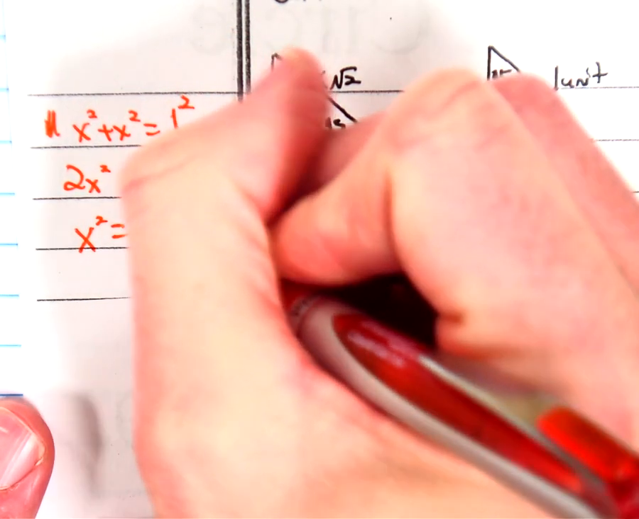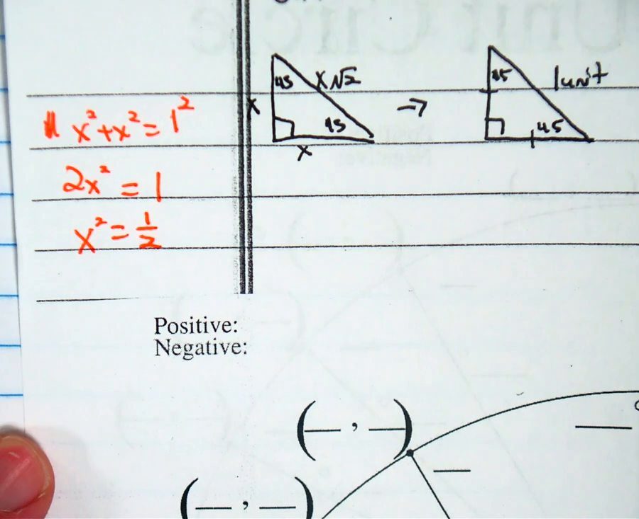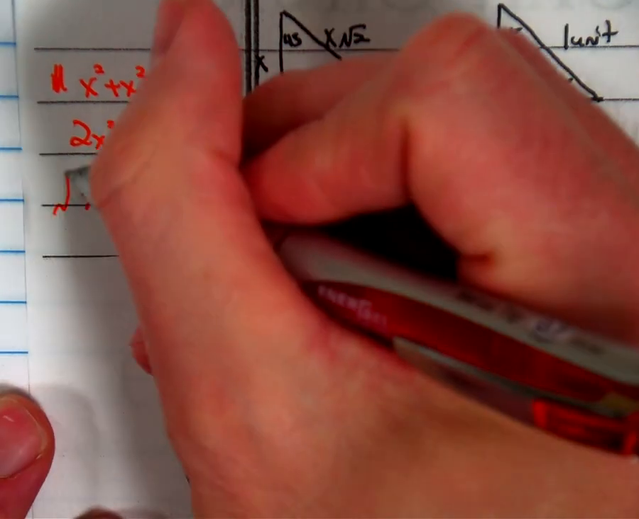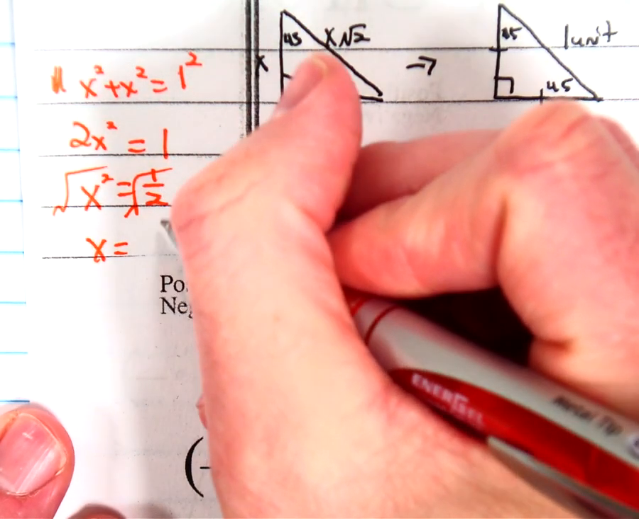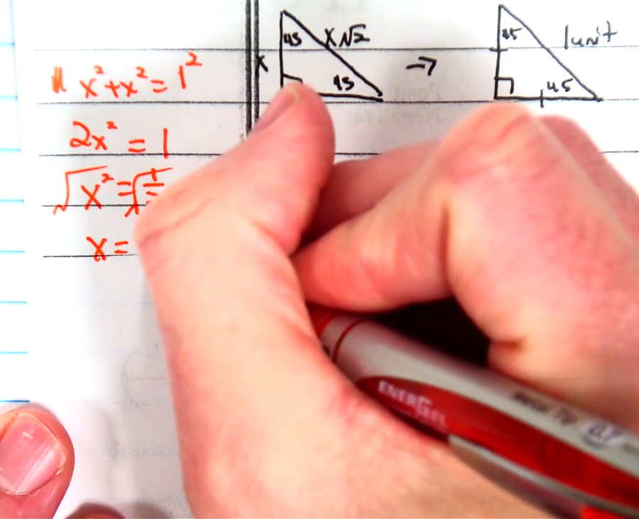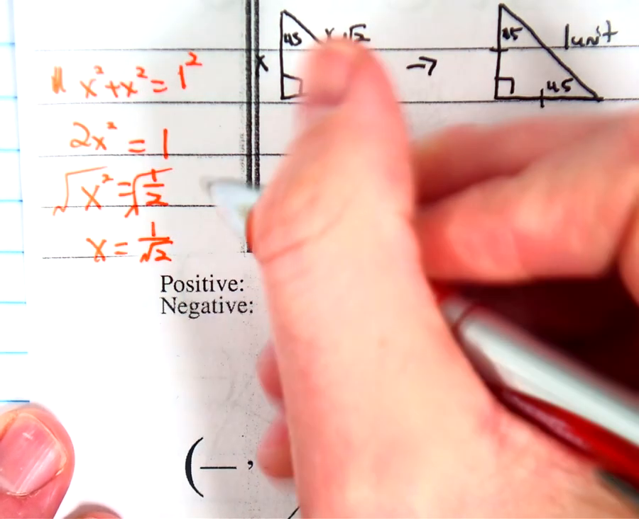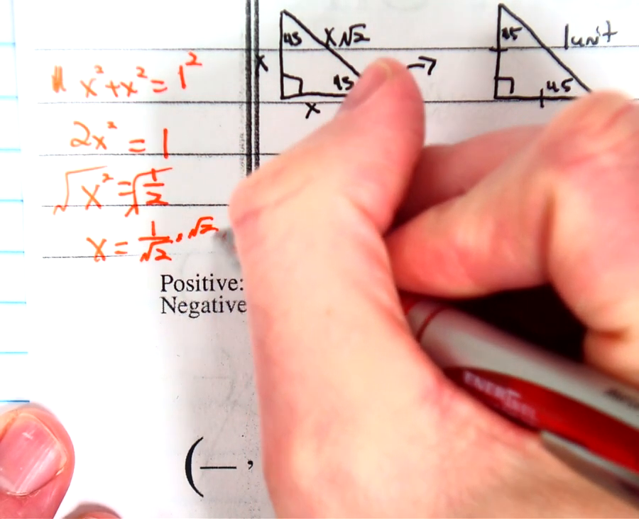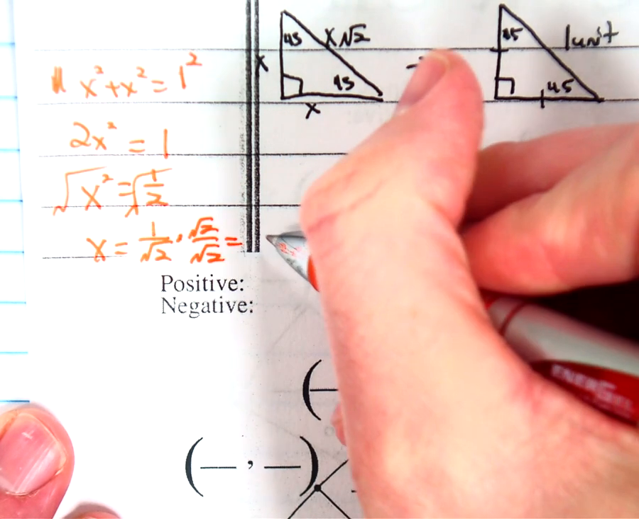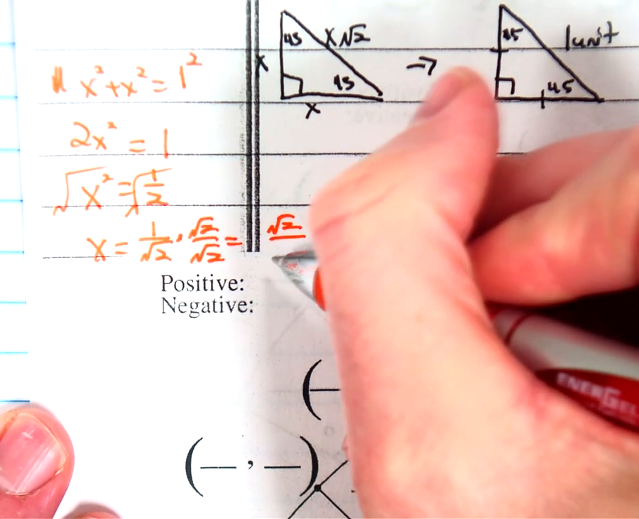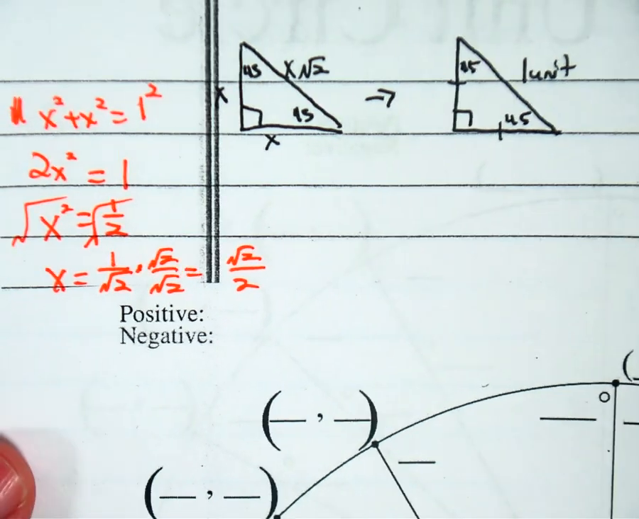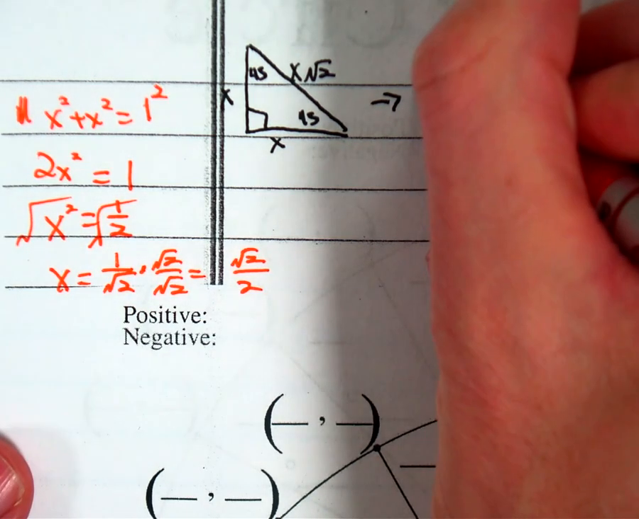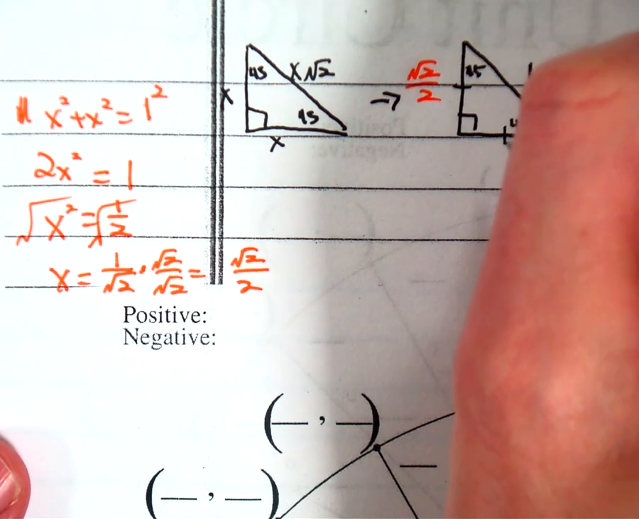Divide by 2, x squared equals a half. Square root: x equals the square root of 1 on the top, which is 1, and the square root of 2 on the bottom, which is radical 2. Can't stop with the radical in our final answer, so we'll have radical 2 over regular 2. So the side lengths of our 45-45-90 are radical 2 over 2.